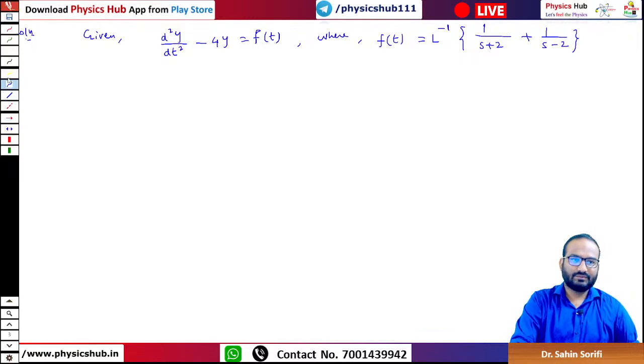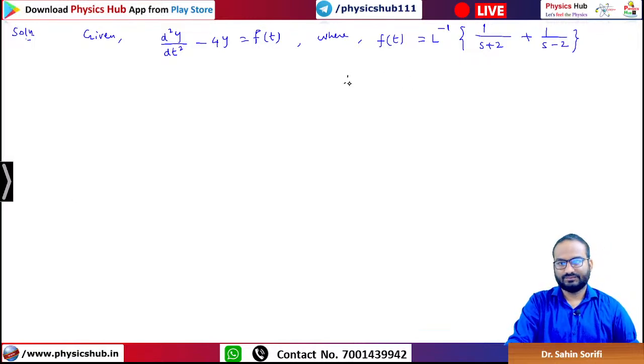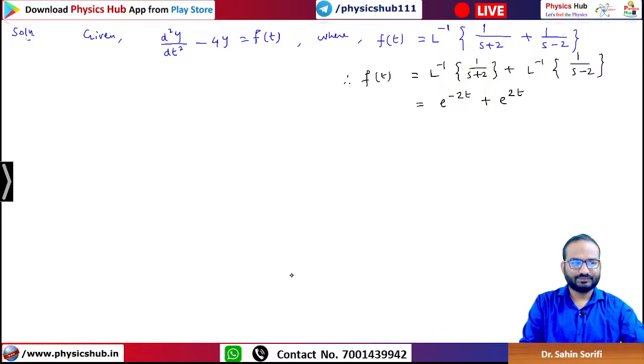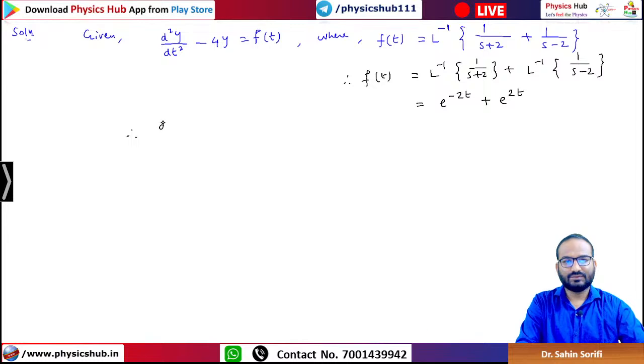What you can do? First of all, you can find out f of t. Laplace inverse of 1 by s plus 2, Laplace inverse of 1 by s minus 2. So s plus 2 will give you e to the power minus 2t, and s minus 2 will give you e to the power plus 2t. No issue in this. So therefore you need to just solve this simple differential equation.